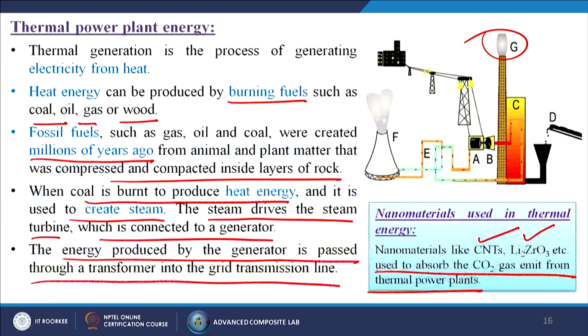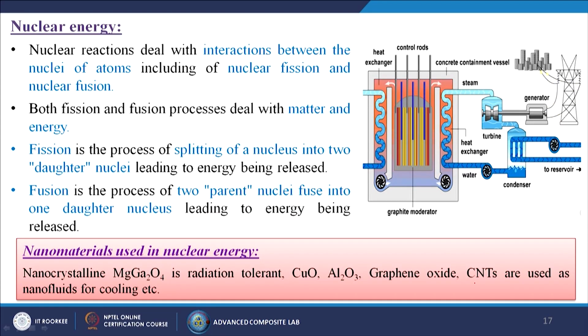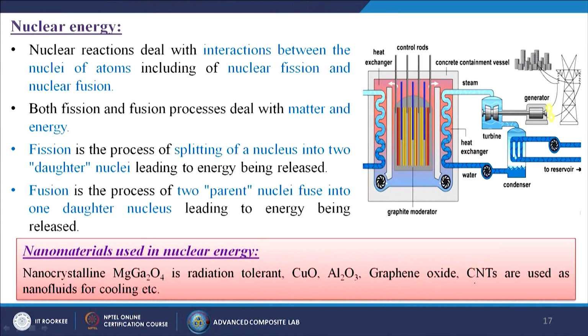Next we come to nuclear energy, that means we are using some kind of nuclear material to generate the temperature over there. Nuclear reactions deal with the interactions between the nuclei of atoms, including nuclear fission and fusion. Both fission and fusion processes deal with matter and energy. Fission is the process of splitting of a nucleus into two daughter nuclei, leading to energy being released.